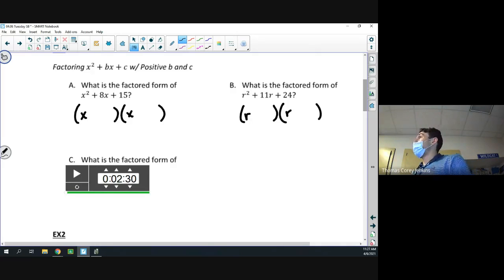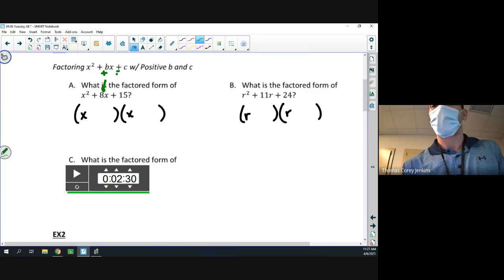Then we get to the math part of it, all right? So again, we look at b and we look at c, okay? So our thought is what two numbers add together to make 8 and also multiply together to make 15. What adds together to make 8, multiplies together to make 15?